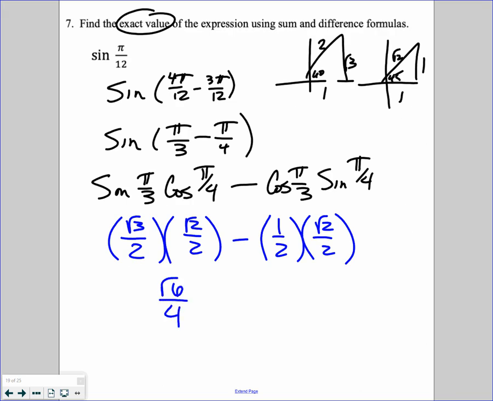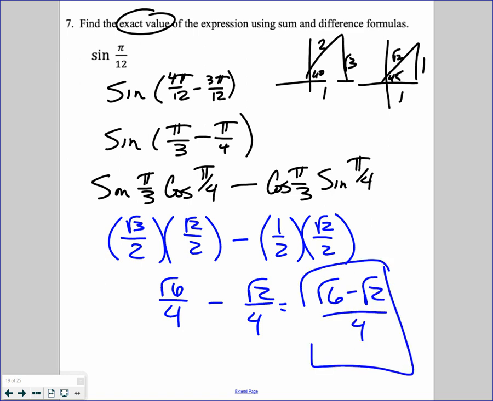Big finale now. Multiply, I get the square root of 6 over 4. Multiply, I get the square root of 2 over 4. And then combining that into one fraction is the square root of 6 minus the square root of 2 over 4. That is the exact value of the sine of pi over 12.